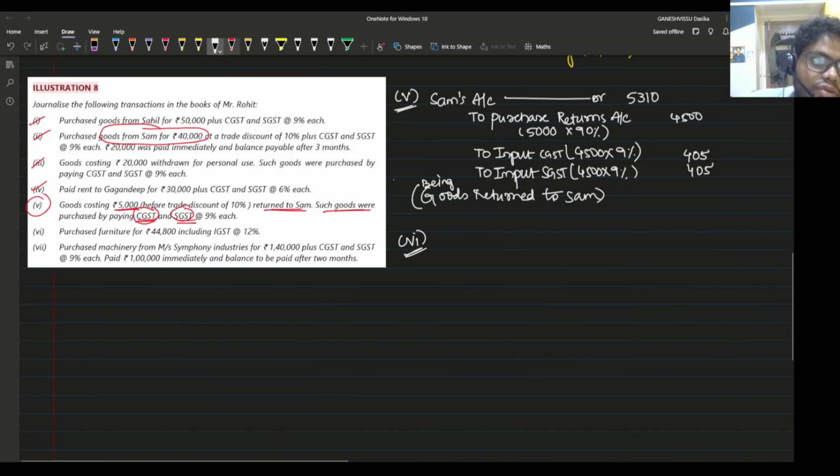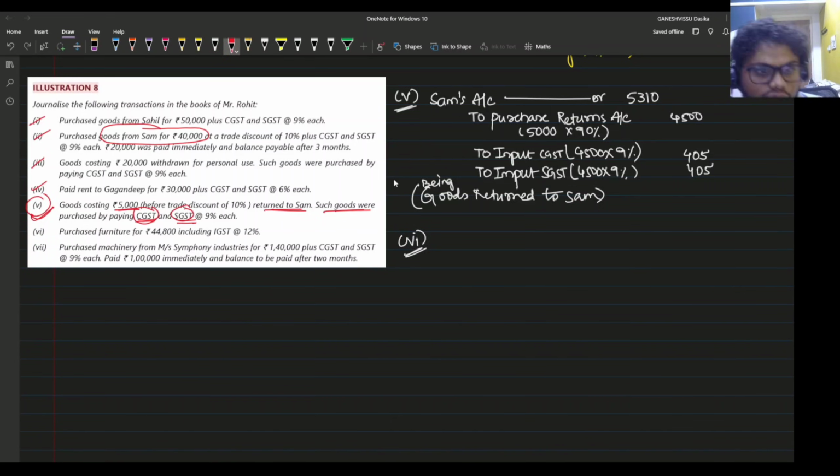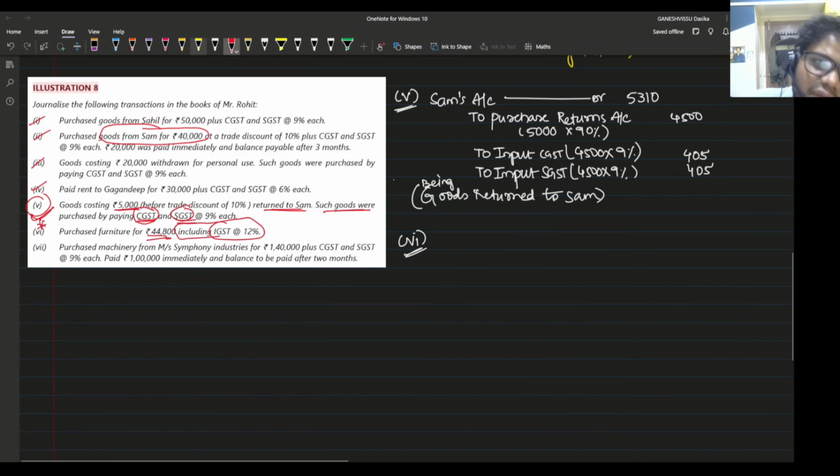Okay, let us go for the sixth transaction. Fifth completed, right? I don't know, my mother tongue is Telugu, so I am getting Telugu here. Okay. Purchased furniture for 44,800 including IGST. This is also an important transaction, but very simple.